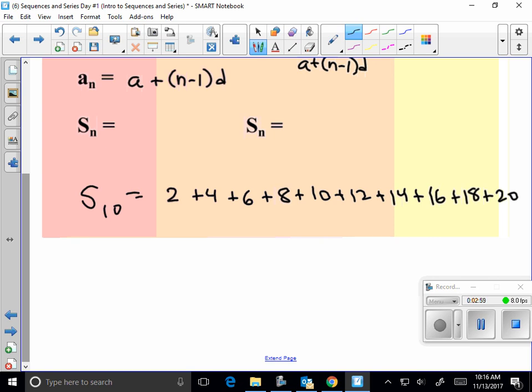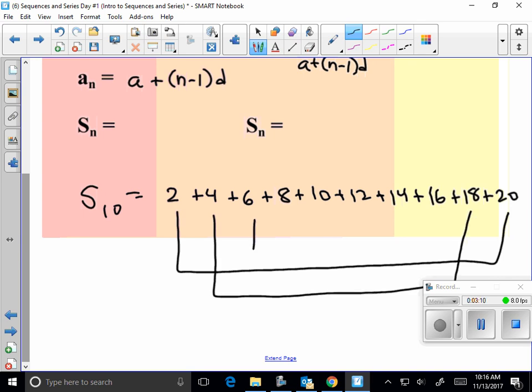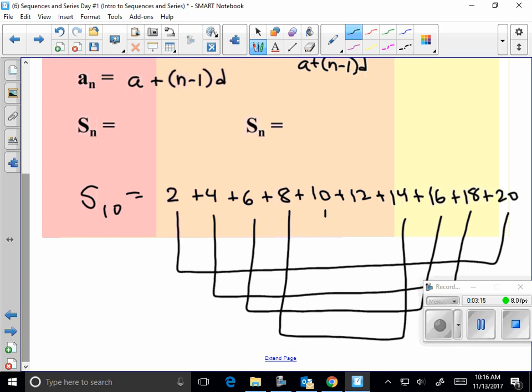Well, what do you see that's true here? What's this first plus last equal to? 22. What's this equal to? 22. 22. 22. 22. All of those add up to 22. So how many 22s do I have? 5 of them, right? 5 of them. How many terms are there here?